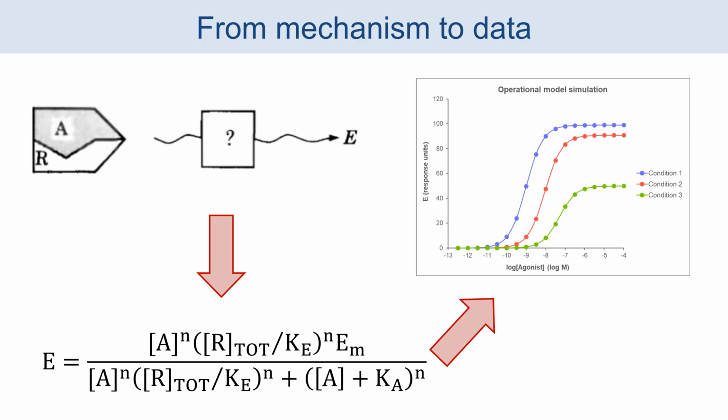To understand these parameters, we will need to look at the mechanisms and the resulting equations of the operational model. Here we're doing pharmacology theory. We start with our mechanism, then we derive an equation that describes the signaling activity, then we simulate the data to understand how the system works. This is what we're going to do for the remainder of this video, so we can get a thorough understanding of GPCR signaling pharmacology.